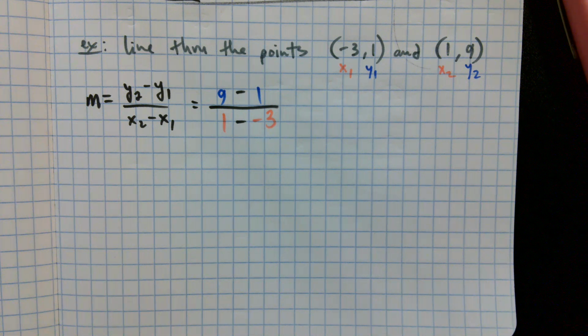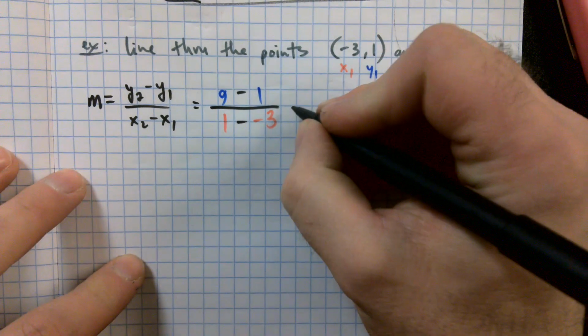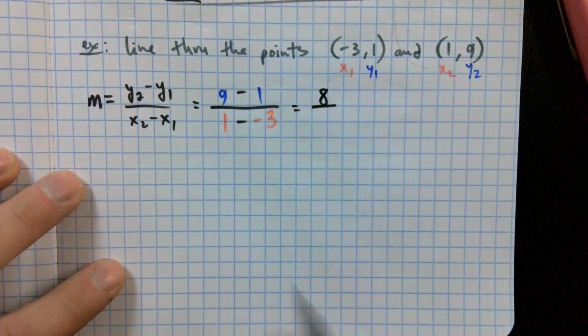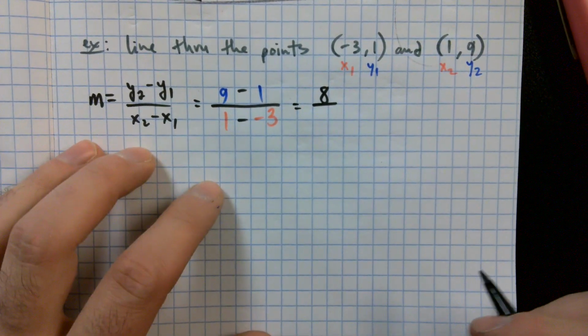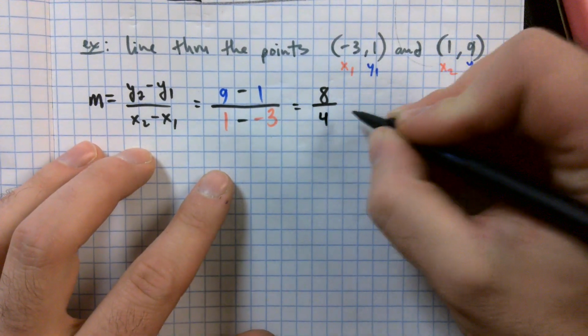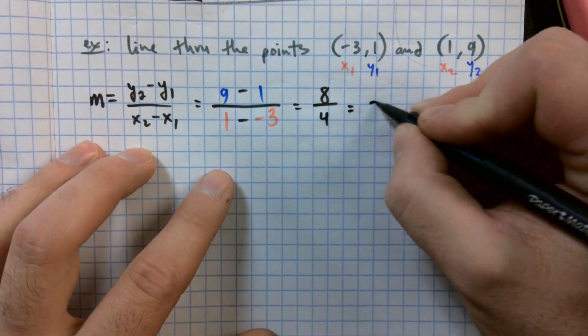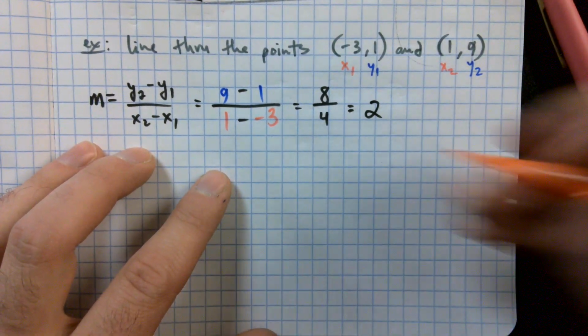What do we get on the top? What's 9 minus 1? 8. What do we get on the bottom? What's 1 minus -3? 4. Aaron, what's 8 divided by 4? 2. Great job. There's my slope.